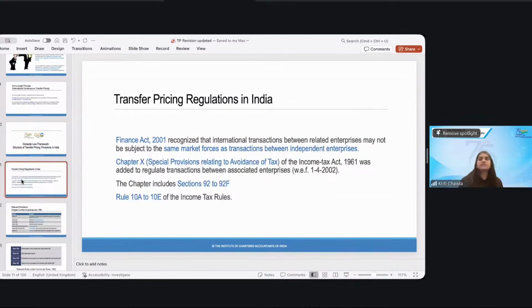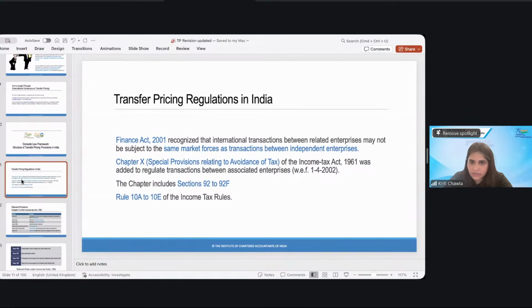This actually recognized that international transactions between related parties were not subject to the same market forces as transactions between independent parties. Like I mentioned, we just saw that transactions between related parties were happening at the group driven forces in place, and they were happening at another price altogether, not at open market price. So they were not subject to the same market forces. This is the reason the Finance Act of 2001 introduced Chapter 10. Now, Chapter 10 is special provisions relating to avoidance of tax.